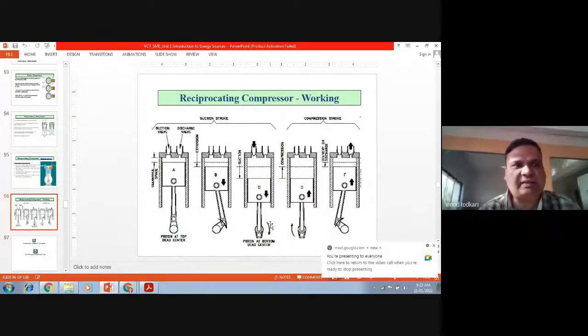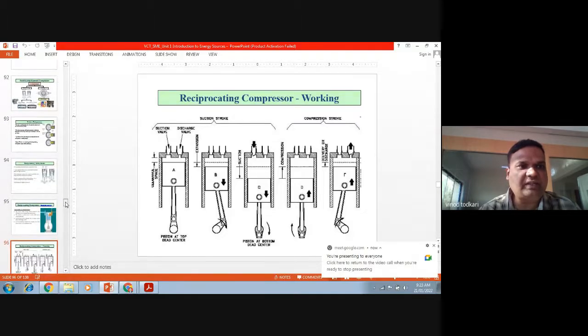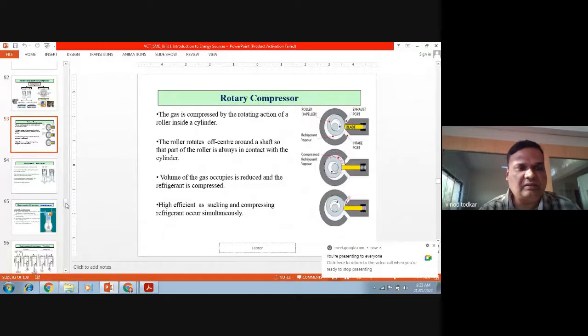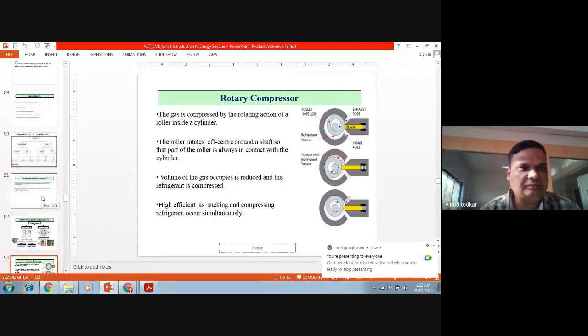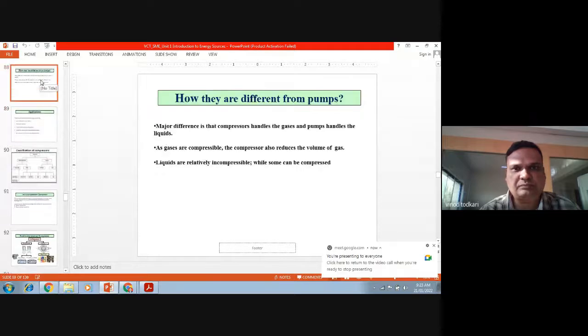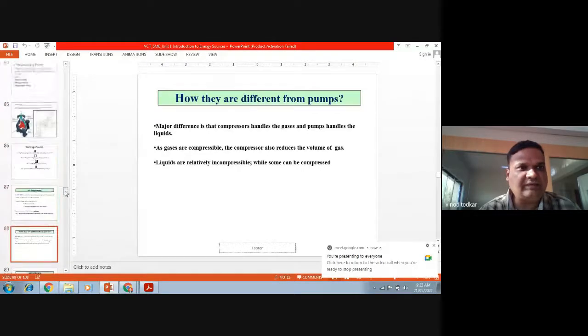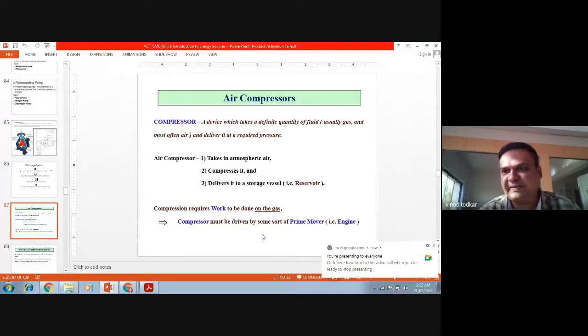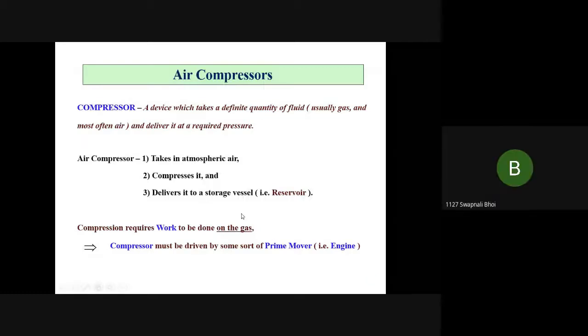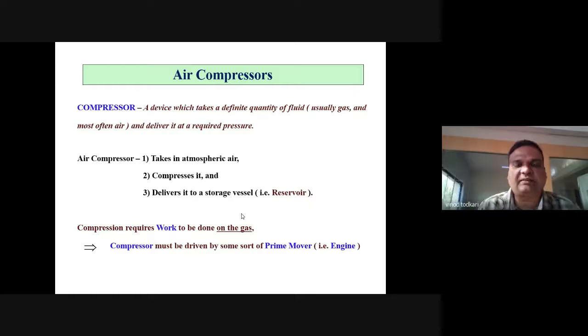Okay, so in today's lecture, we'll see the working of a reciprocating compressor, a reciprocating air compressor. Can anyone tell me what is the function of a compressor? Yes, it increases the pressure of a gas. Excellent. The function of a compressor is to increase the pressure intensity of air or gas.